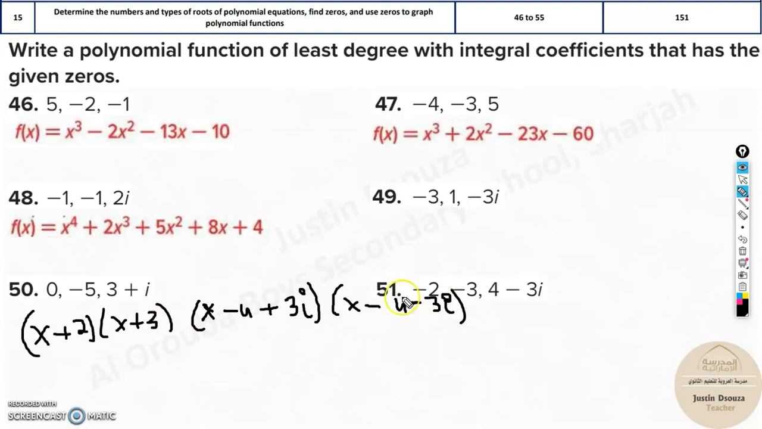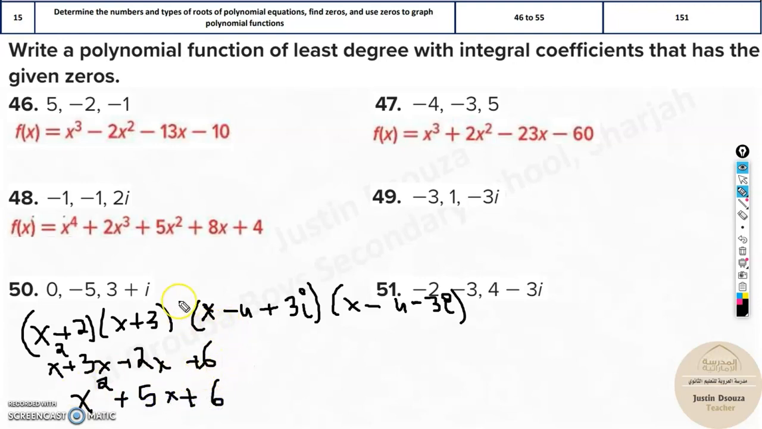Over here now, you need to multiply. Over here, it'll be x squared, two terms at a time. Okay, x squared plus 3x plus 2x plus 6. And when you simplify this, you're going to get x squared plus 5x plus 6.